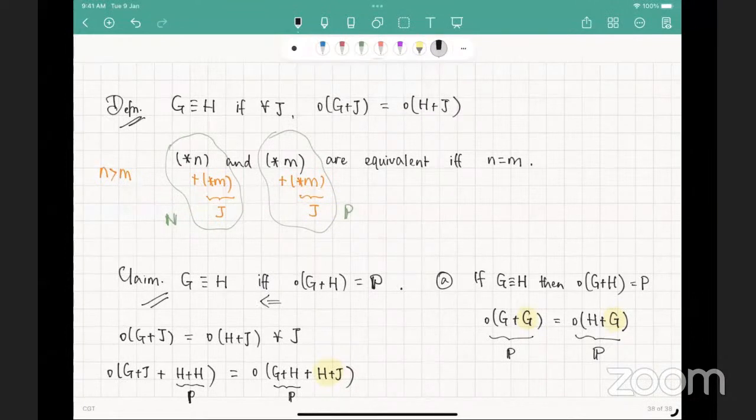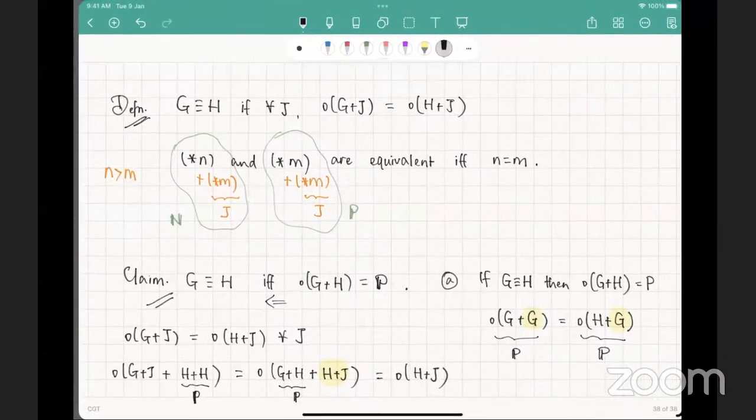So assuming that G plus H is P, we want to show that G and H are equivalent. G plus H is P by assumption. And remember, if you smash a P onto anything, it doesn't change. So this is indeed H plus J. But that's what we wanted to show, right?